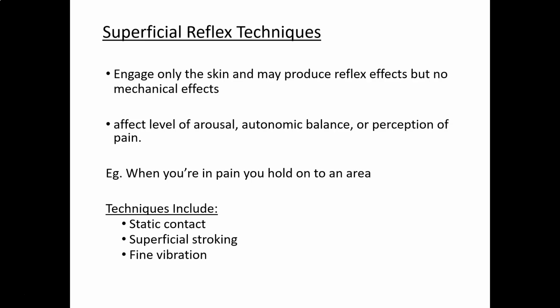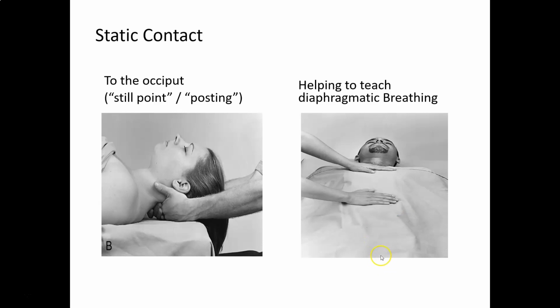This includes static contact as a technique, superficial stroking as a technique, and fine vibration as a technique. So let's do static contact first. You can see that you've got a couple of different ones here. In this case, you might be helping the patient to breathe diaphragmatically, and you can see the two hands here. The therapist would be identifying to the patient that the rib cage is expanding a little too much, so they're lung breathing and not engaging the diaphragm.